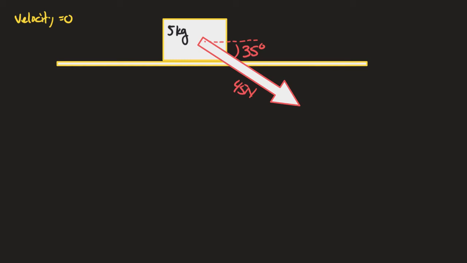The box is sitting on that level surface, and currently its velocity is 0. We know that there is an impinging force of 45 newtons acting at a declining angle of 35 degrees. The box has a mass of 5 kilograms. So what is the size of the frictional force, and what is the size of the normal force acting on the box?